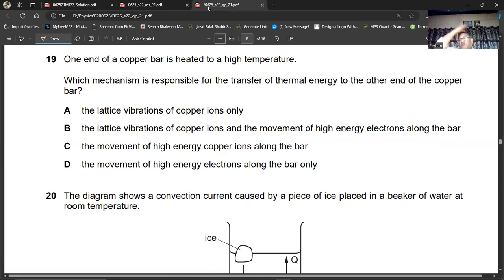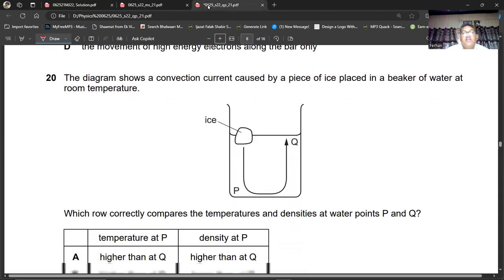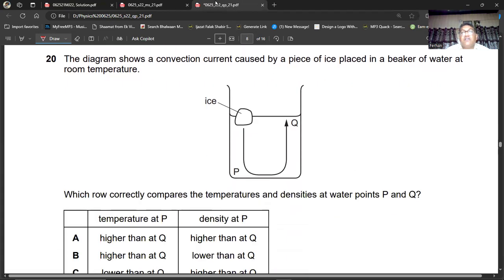You see, there are two things which happen: the vibration of the copper molecules and the movement of the free electrons from the hot end to the cold end. The lattice vibration of the copper ions and the movement of high energy electrons along the bar. That B statement is the best statement given there. Question number 19, I think B is the answer, sir. That is the right answer, sir. We are going to the next question.